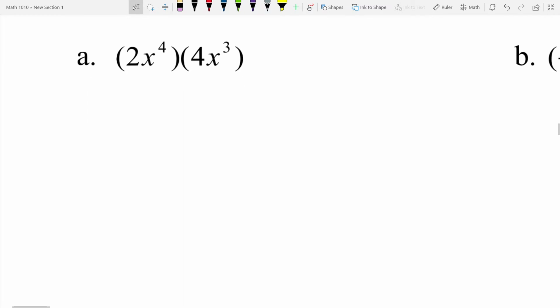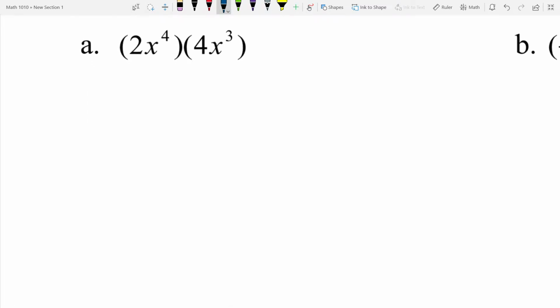Okay, here we go with question A. I need you guys to talk to me, okay? I'm going to keep questioning you. I need you to participate and answer. Okay, everybody look right here.